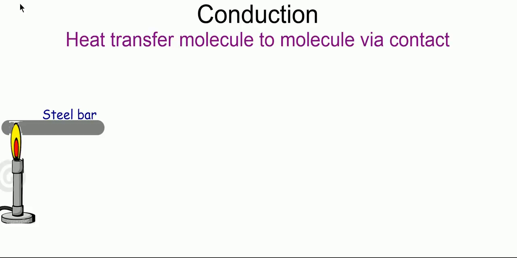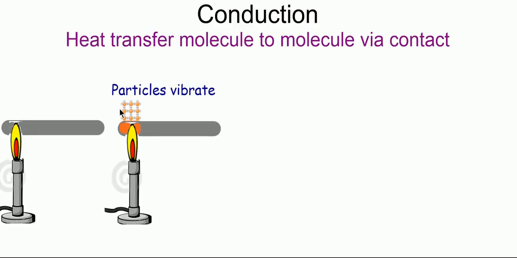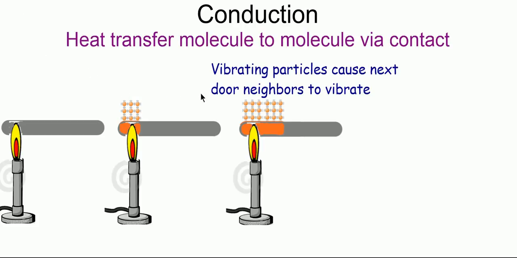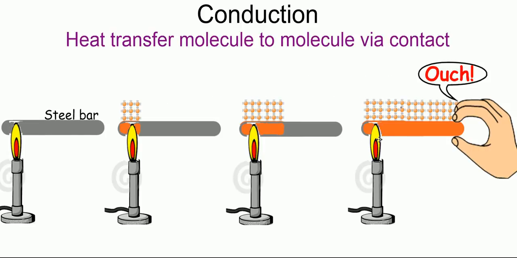Now you recall conduction. First, it requires contact, doesn't it? Contact between that flame and that steel bar. I hope you also recall that as the heat is transferred from the flame to the steel bar, the steel vibrates, doesn't it? And the heat is transferred through that steel by vibrations. Eventually you could hurt your hand over here, right? So that's how heat is conducted through steel.